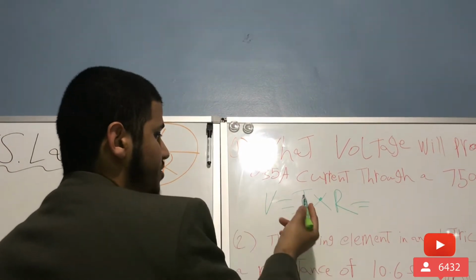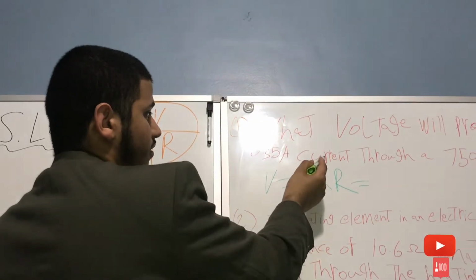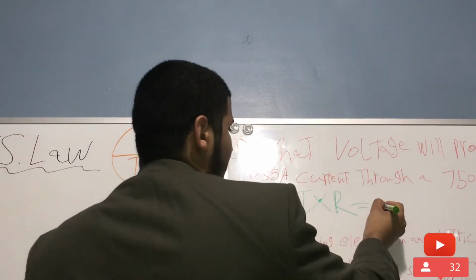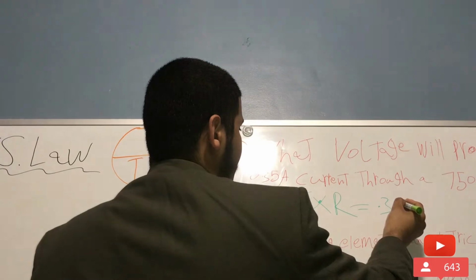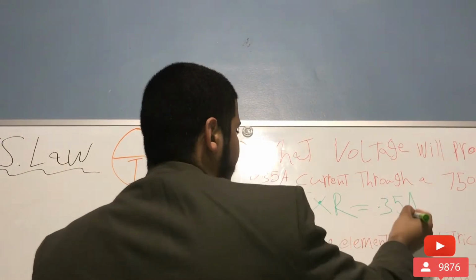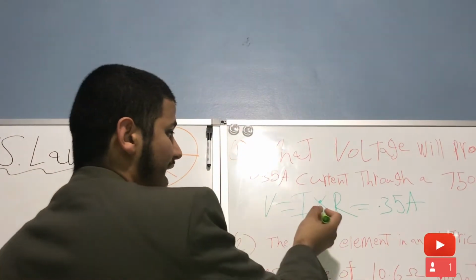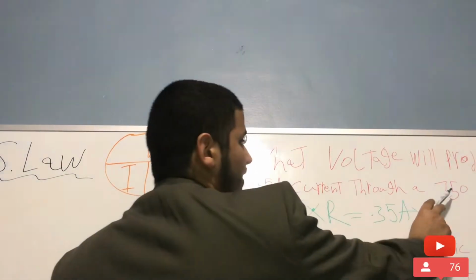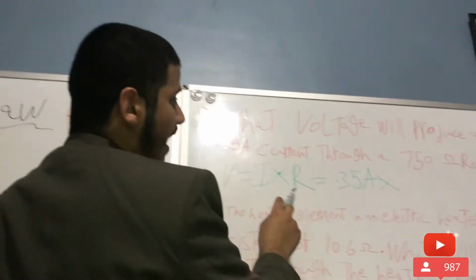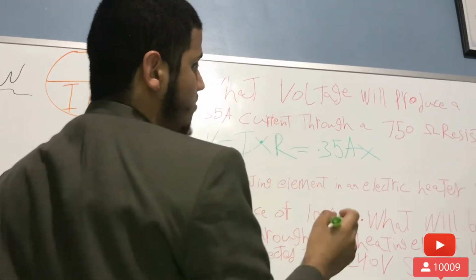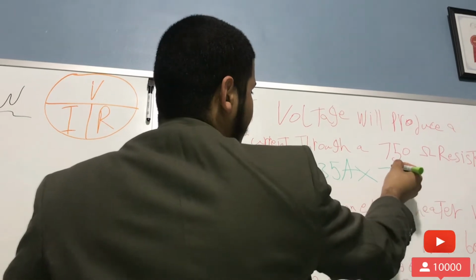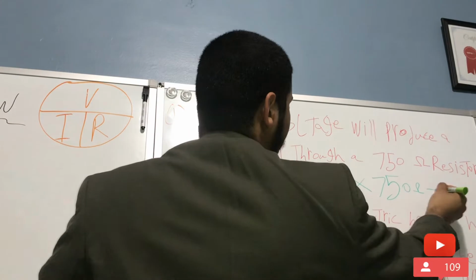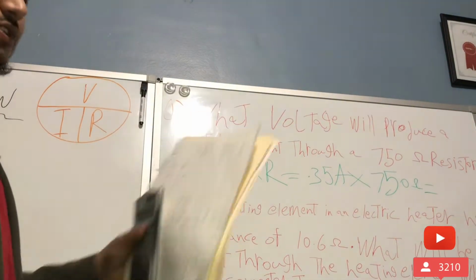For example, how much current do we have right here? 0.35 amps. You put 0.35 amps right here, times, multiply by what? By the resistor R. How much is R? The R is a 750 ohms resistor. You put 750 ohms. What will the answer be? How many volts in there?